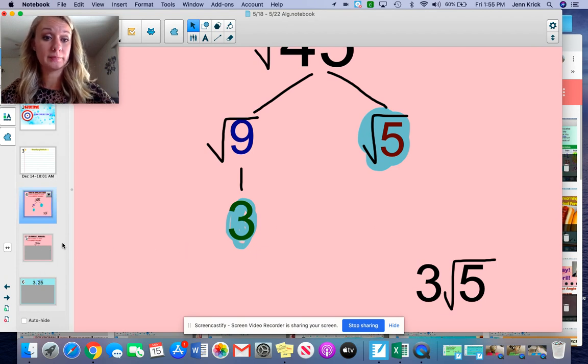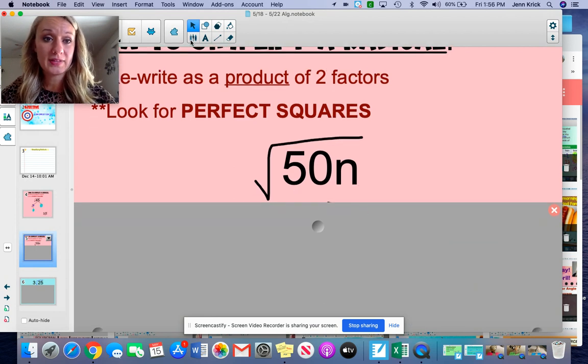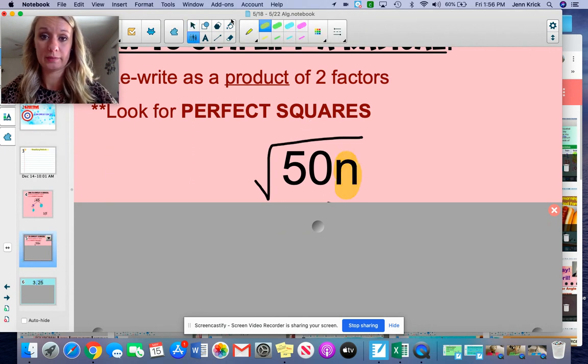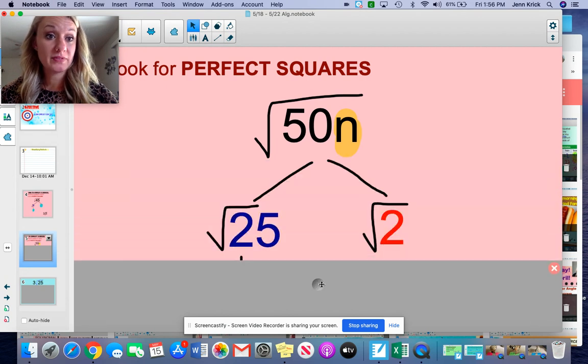Let's try another one. If I asked you to simplify the square root of 50n, don't worry about the n until the very end. We'll take care of that later. But I'm going to highlight it so we don't forget about it. So what I need you to do is ask yourself, what are two factors of 50, two numbers that multiply to 50, and can you find a factor pair in which one of those is a perfect square? So right away in my head, I think of 5 and 10, but neither of those are perfect squares. 50 and 1, not perfect squares. Can you think about two other numbers that multiply to 50 with one of them being a perfect square? How about 25 and 2?